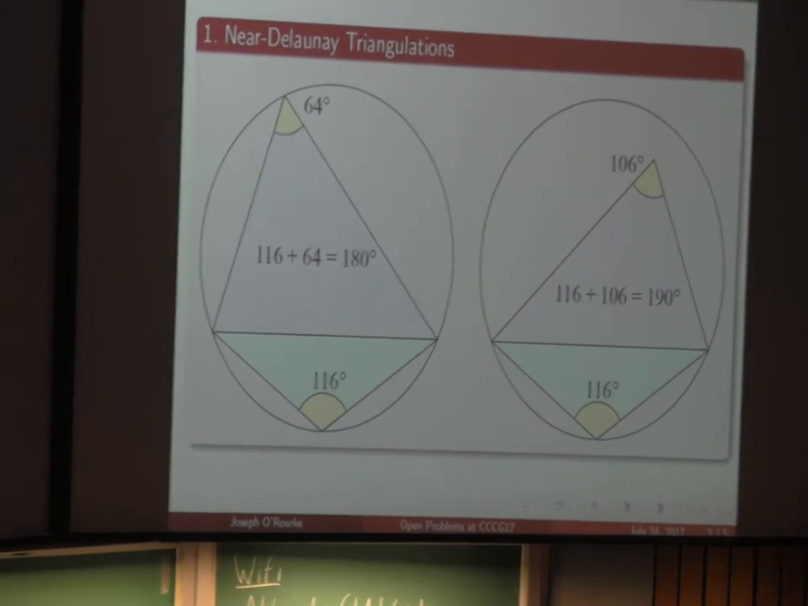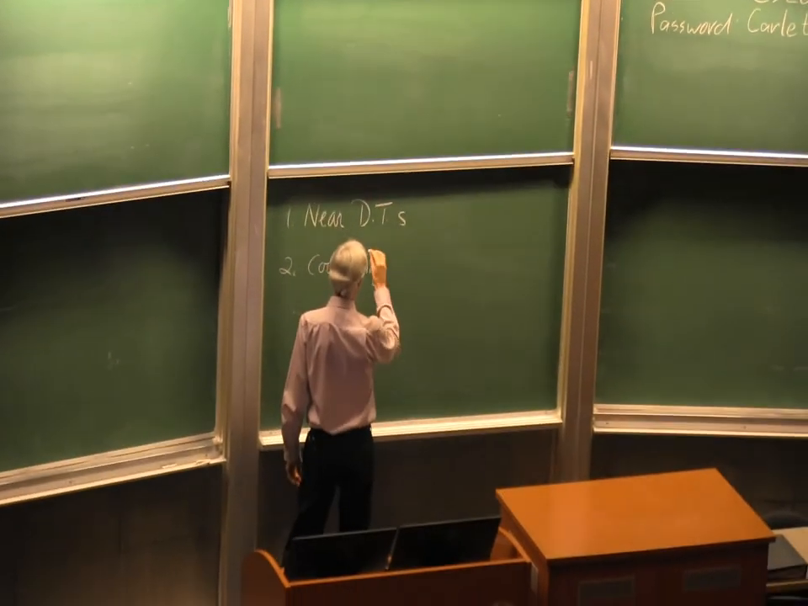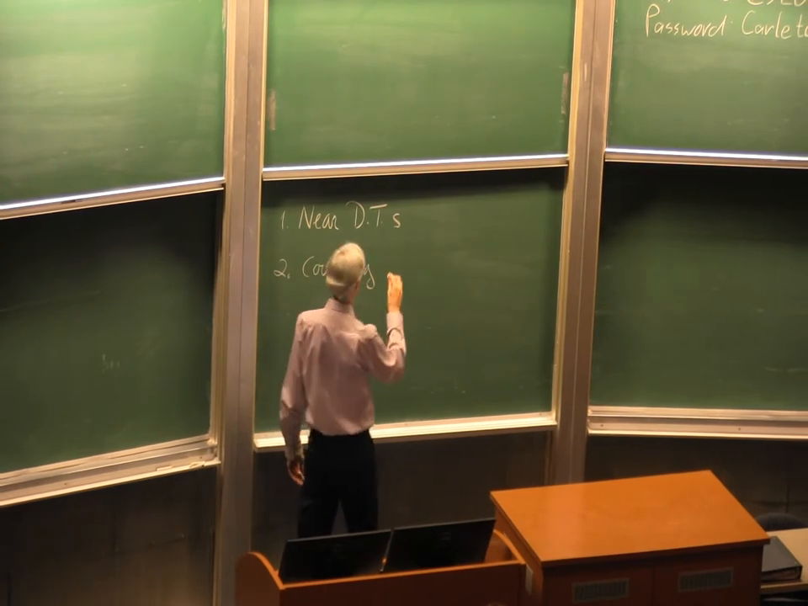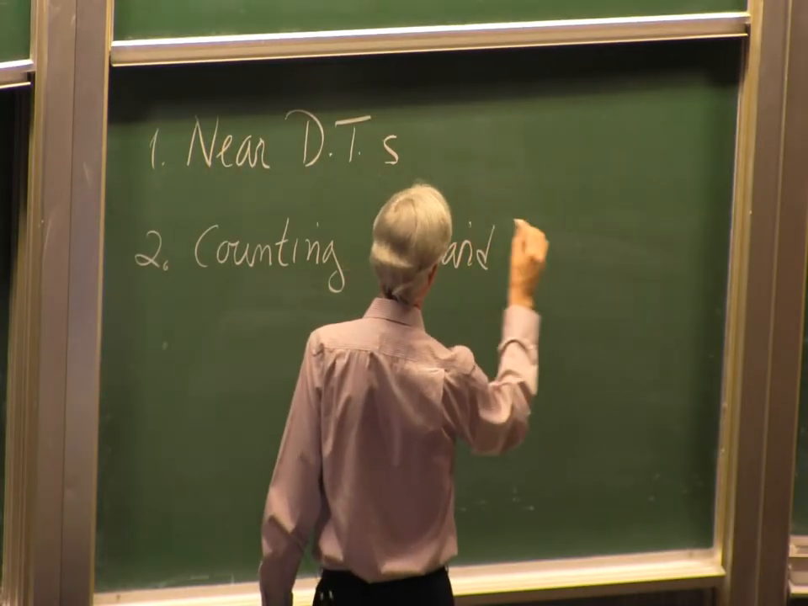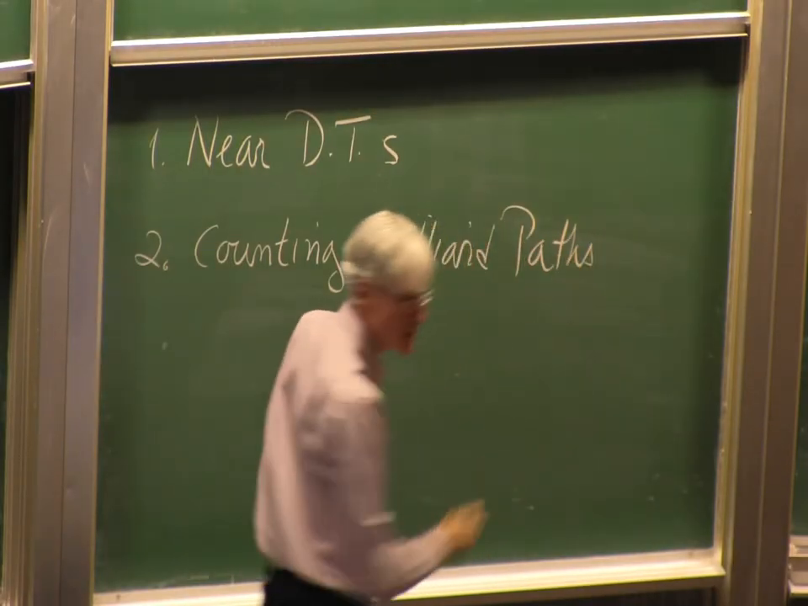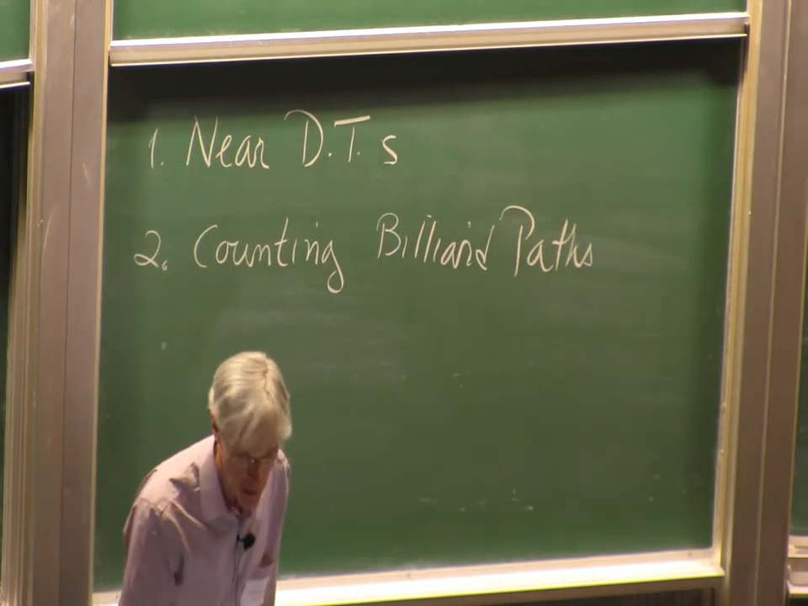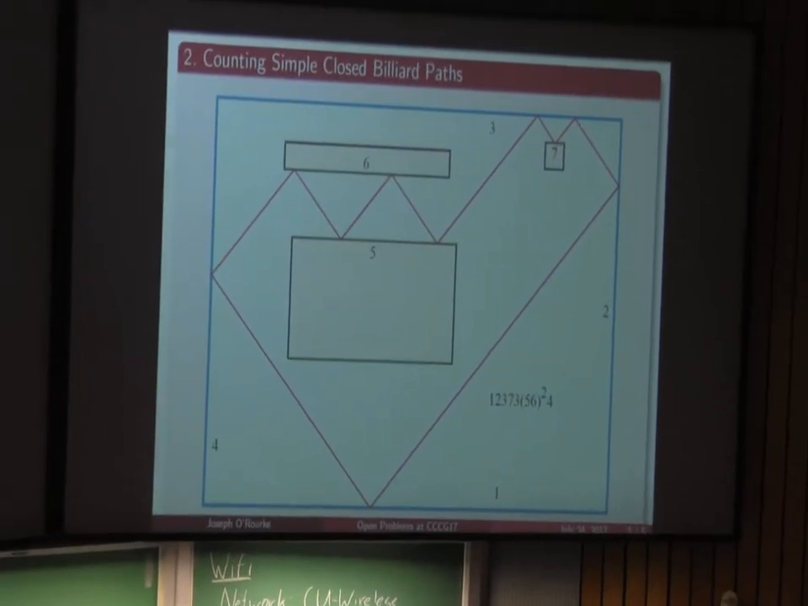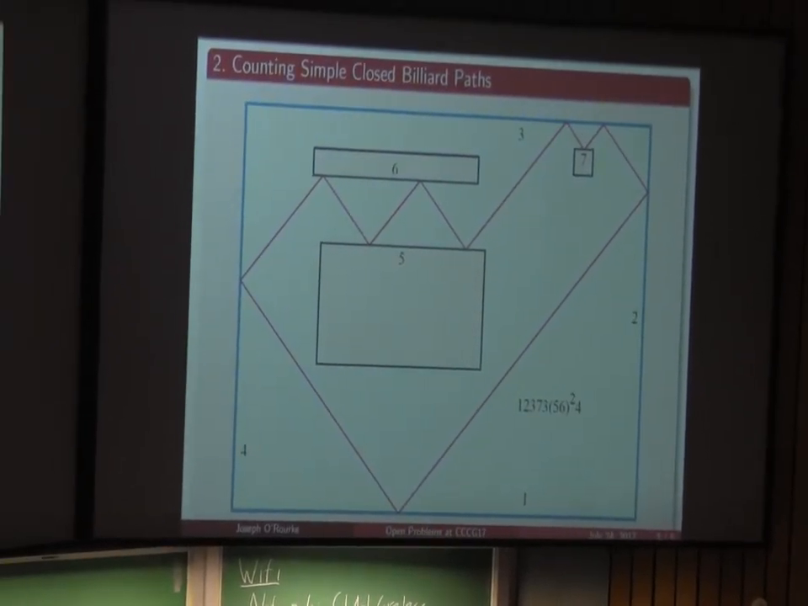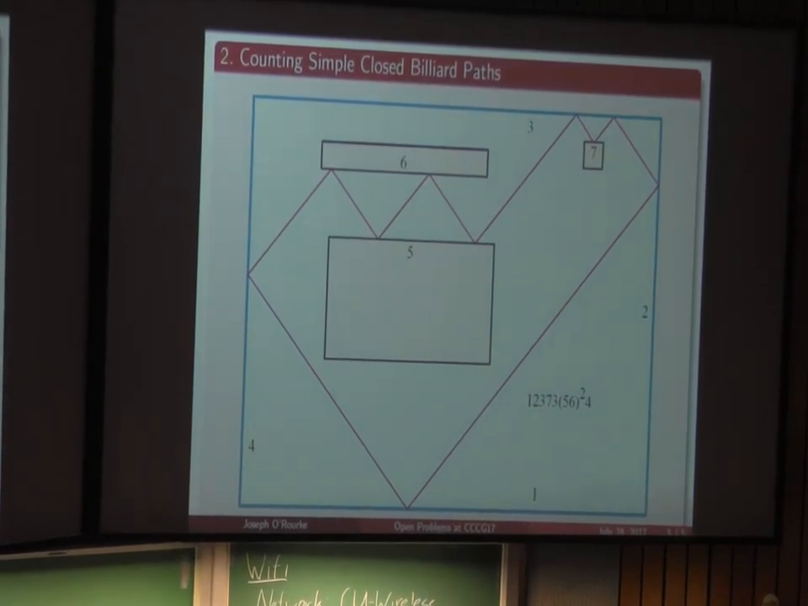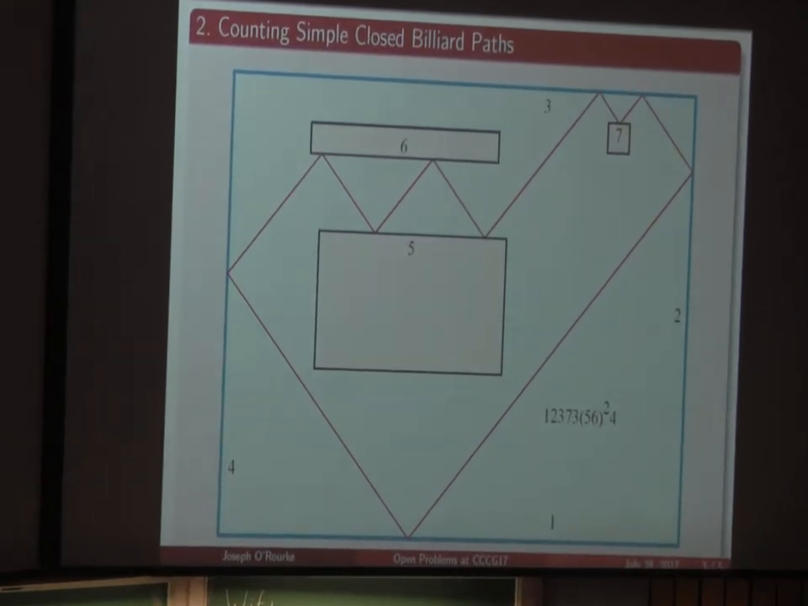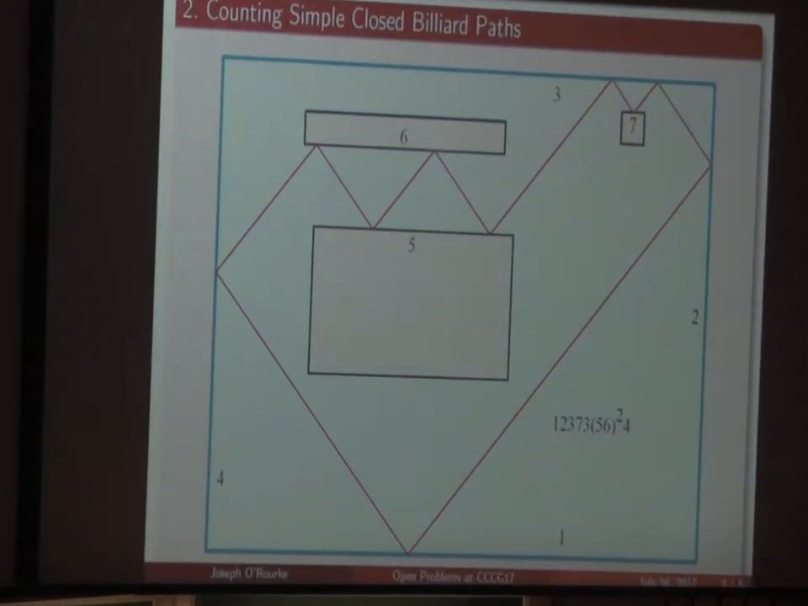Second problem is about billiard paths, in a particular sense. This picture will make it clear. Suppose you have a number of axis-parallel rectangles in the plane, all within one other rectangle, and all the edges are mirrors. And a billiard path is a path that reflects off of each edge as if it's a mirror. Angle of incidence equals angle of reflection.